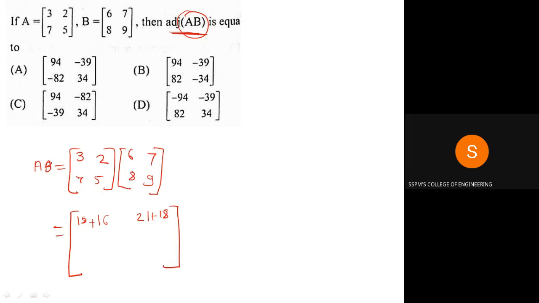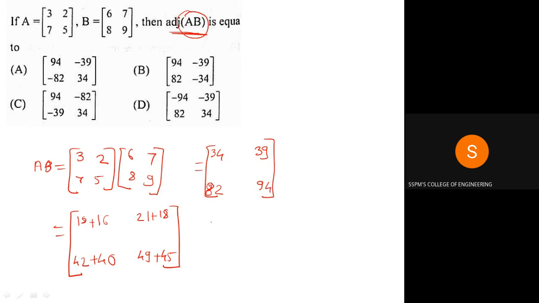Then for second row, first column, 7 into 6, it is 42, plus 5 into 8, it is 40. Now, second row and second column, 7 into 7, it is 49, plus 5 into 9, it is 45. What is the addition of these numbers? That will be our resultant matrix. So 18 plus 16 is 34, 18 plus 21 is 39, 42 plus 40 is 82, and 49 plus 45 is 94.